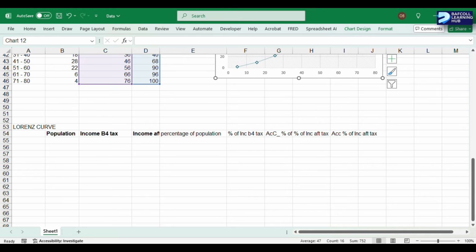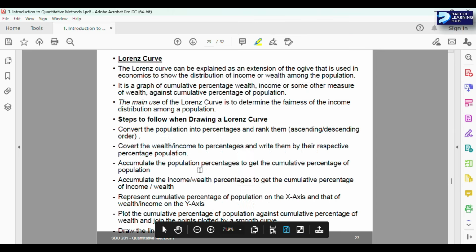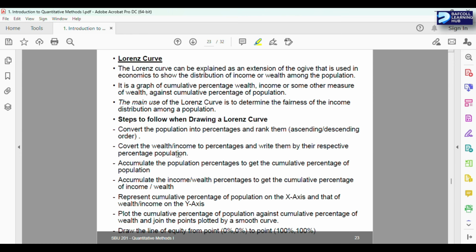All right, so now we're moving on to our last representation tool that we have. So that's the Lorenz curve. All right, now the Lorenz curve is an extension of the Ogive, and it's used to show the distribution of wealth or income among a population.